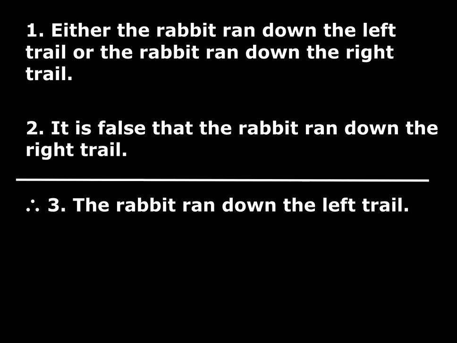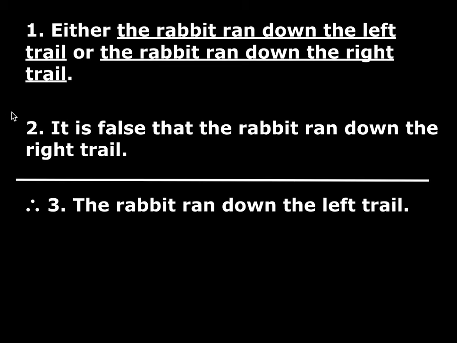This is the rabbit argument. It's the same form as the pizza argument, either X or Y, not Y, therefore X. In this case, it's either the rabbit ran down the left trail or the rabbit ran down the right trail. It's false that the rabbit ran down the right trail, therefore the rabbit ran down the left trail. Now, let's look at premise 1. Either the rabbit ran down the left trail or the rabbit ran down the right trail.